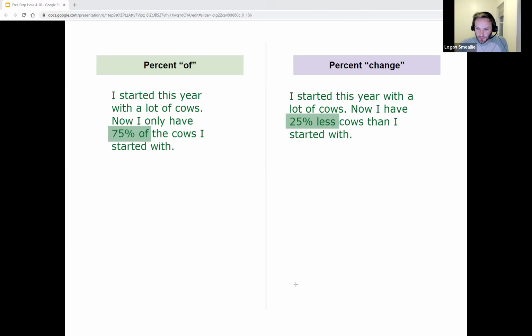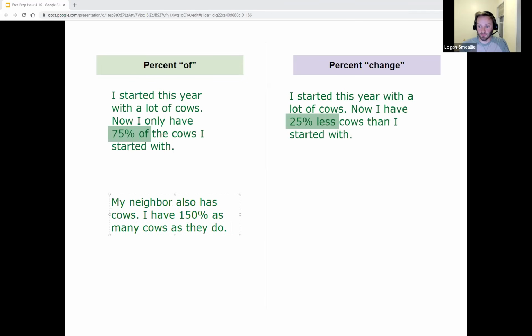One other set of examples. My neighbor also has cows. I have 150% as many cows as they do. 150% as many. So I'm comparing the amount of cows I have versus my neighbor. I could express the same concept over here in a percent change way. My neighbor also has cows. I have 50% more cows than them.